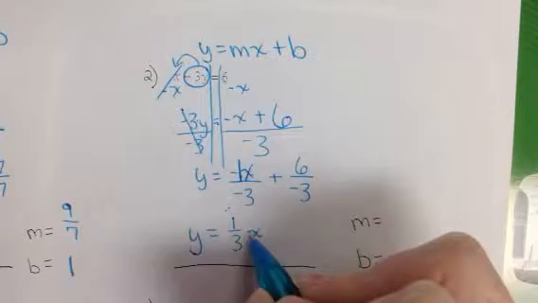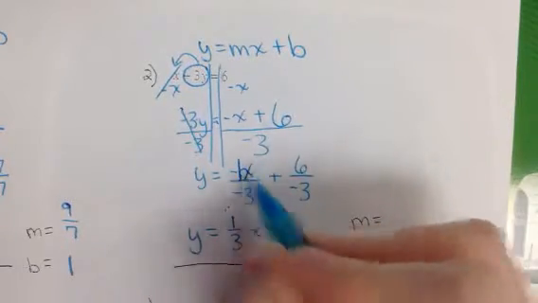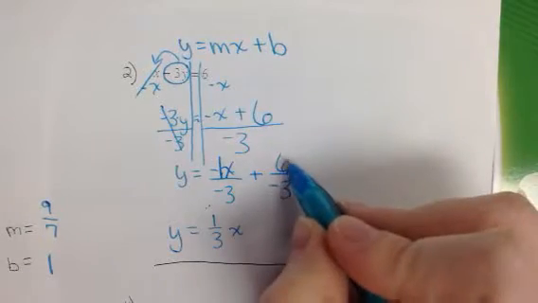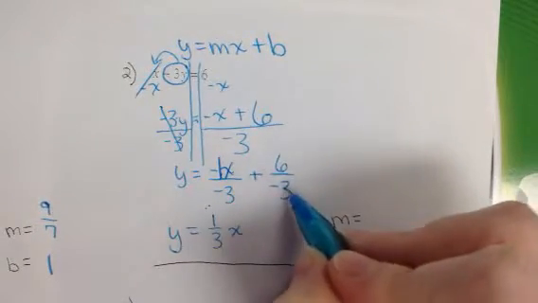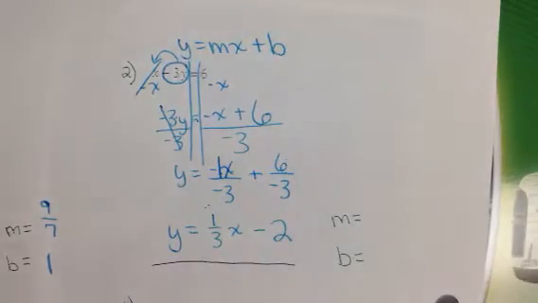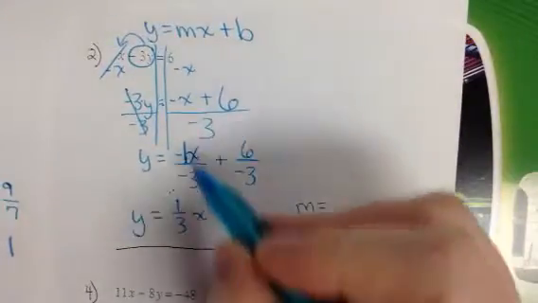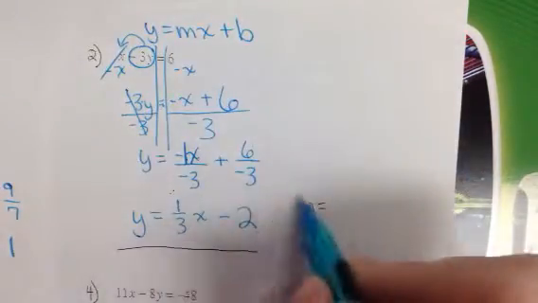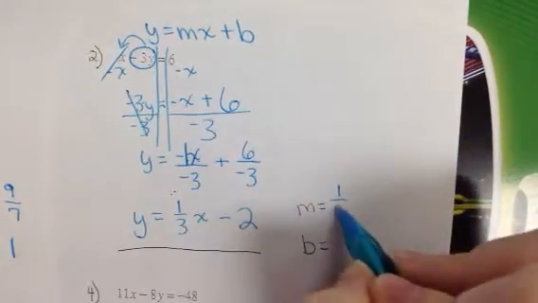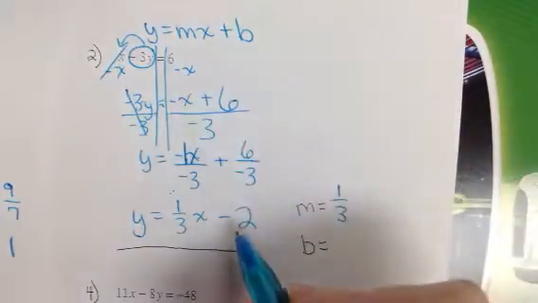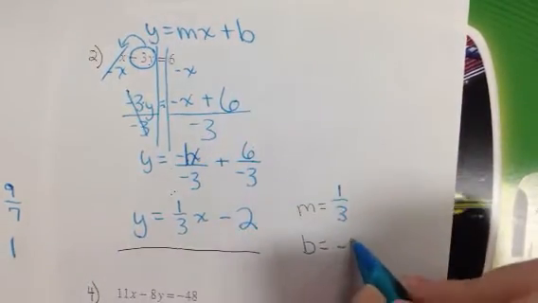I'm going to pull the x out to the side of it. I don't want to leave it in the numerator. Now I have 6 divided by -3 is a -2. So the m, or the number that is in front of the x, which is the slope, is 1/3. The b, the number at the back that stands for y-intercept, is a -2.